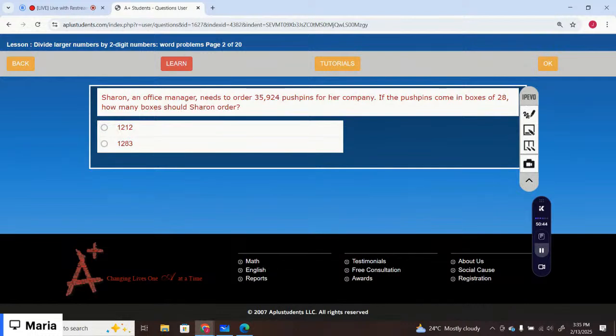Sharon, an office manager, needs to order 35,924 push pins for her company. If the push pins come in a bag of 28, how many bags should Sharon order? So you have to divide 35,924 divided by 28. Let's just divide.